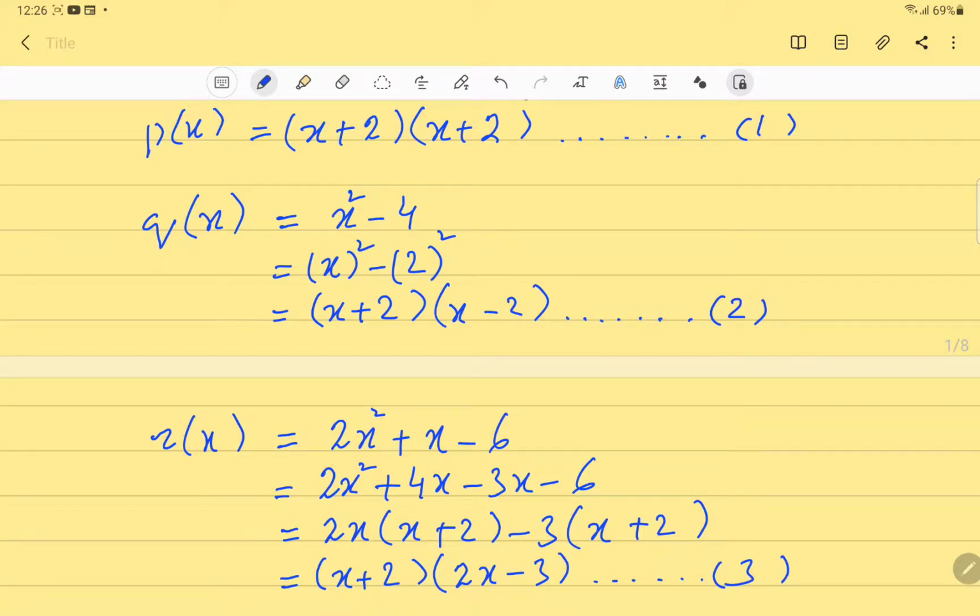So now we have 3 factorizations, 1, 2 and 3, which are mentioned here. Again we have to do the same thing. We have to take the union of these factorizations. First of all, let us find the common factors. Here in this case we have x plus 2, x plus 2 and x plus 2 in all the 3.